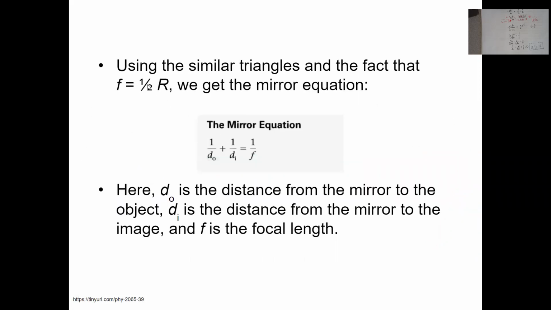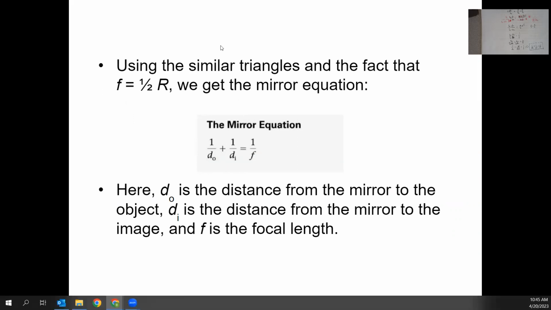And then F is equal to 1/2 of R for the concave mirror, for convex mirror it will be minus 1/2 R, okay? So for the notation, convex mirror, you will have a negative focal length, concave mirror, you have a positive focal length, okay?